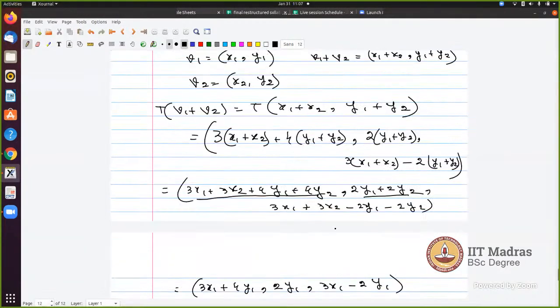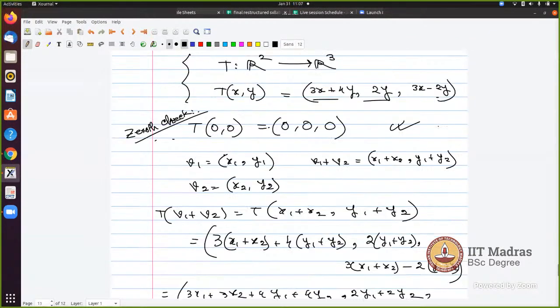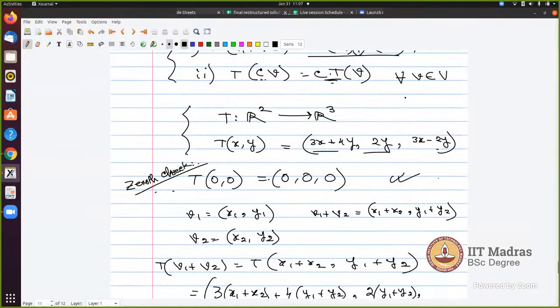Similarly, you can do it for scalar multiplication, right? The same approach. Take c v1, so c x1 comma c x2, and then c will come out from this side. Okay, I am not doing it. So this is a linear transformation, right?